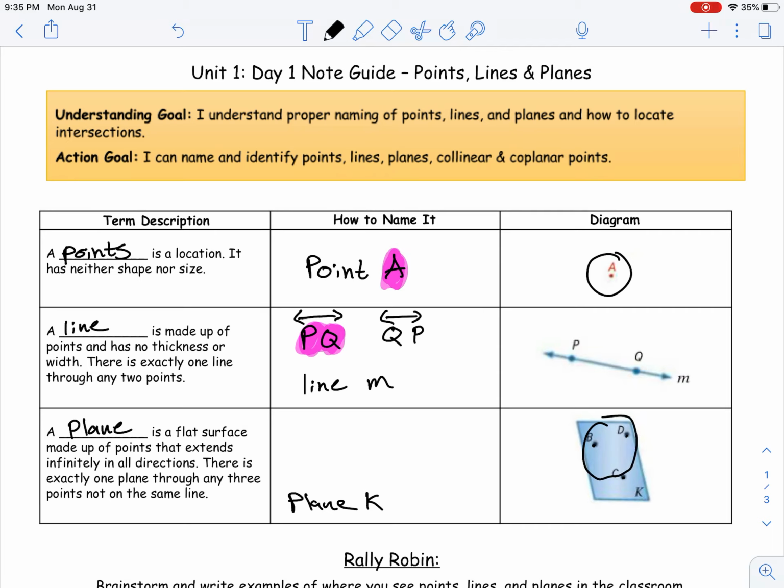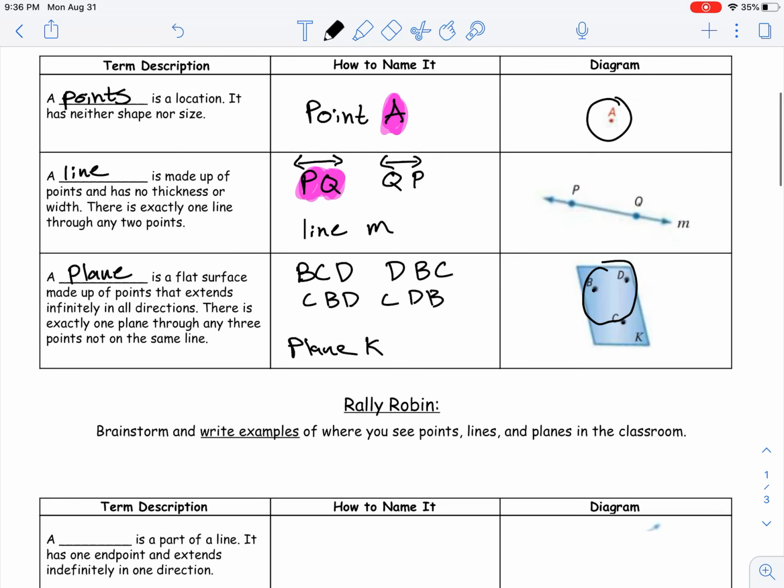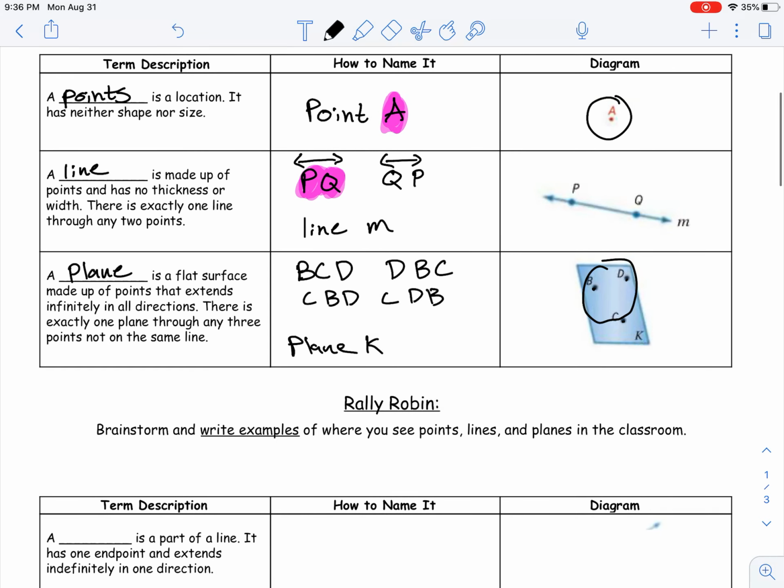Or we could use these 3 points to define it. So you could call it B, C, D, but you could also call it D, B, C, or C, B, D, or C, D, B. It doesn't matter which order you put those in. All of those are good. We just have to use 3 points. And those points are capitalized. And I don't have to write any lines over top of them or anything because when you have 3 letters, we just assume that it's a plane.